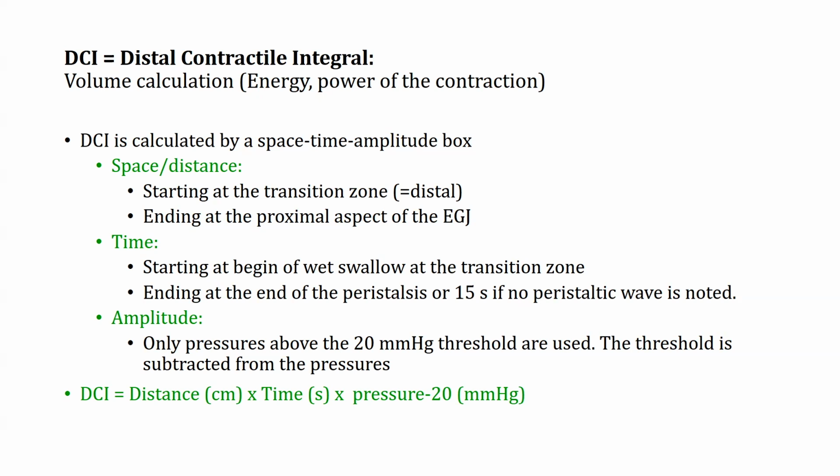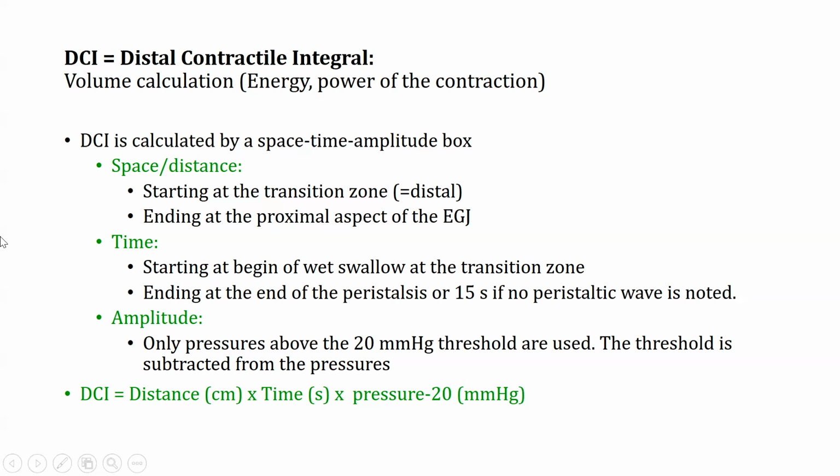And we are measuring the amplitude, which is the pressure. Only the pressure above the isobaric threshold is considered and calculated. So at the end, DCI is distance in centimeters, multiplied by time in seconds, multiplied by pressure in mmHg. But you can see here it's 20, which means the threshold is 20. All the pressure below 20 is not calculated. Okay?